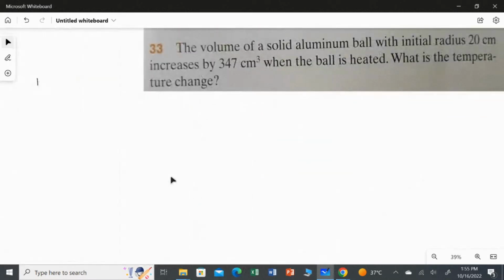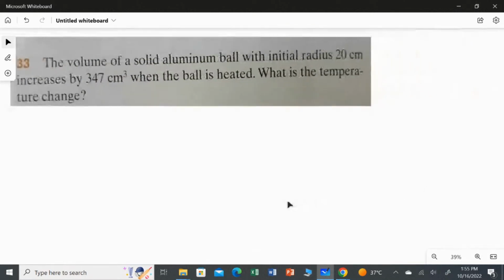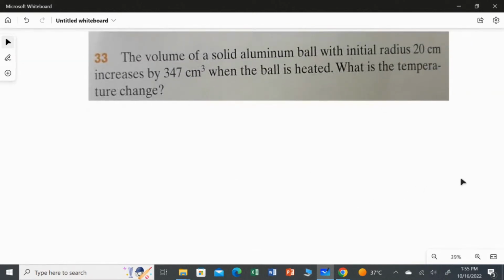Okay, now we have to go for the second question. The volume of a solid aluminum ball with an initial radius of 20 centimeter is later increased by 347 centimeter cube. So what is given in the first line? You have the aluminum ball, and that ball has an initial radius of 20 centimeter, and then you are heating that ball. When you heat that ball, what will happen?